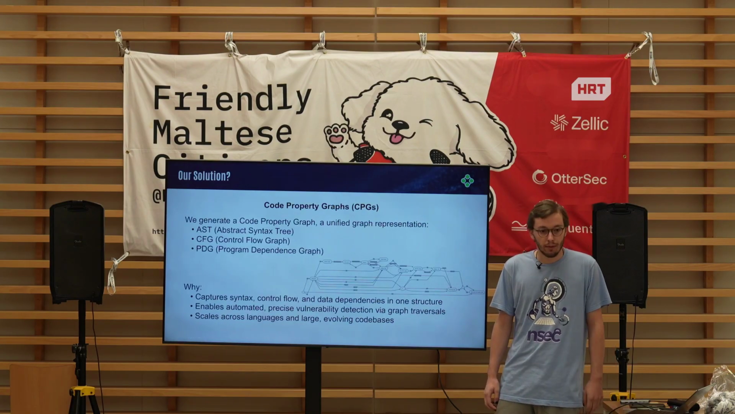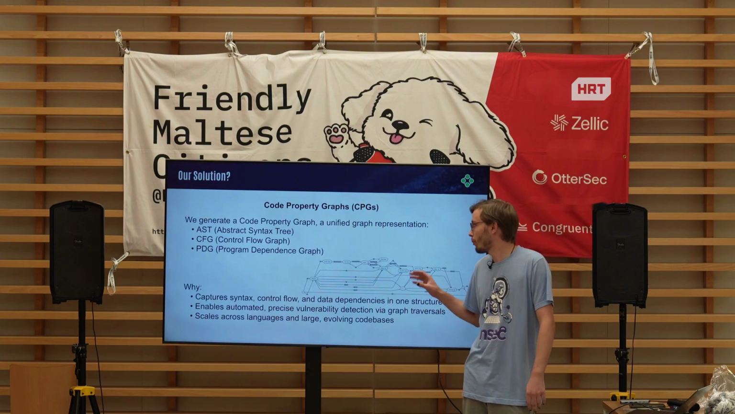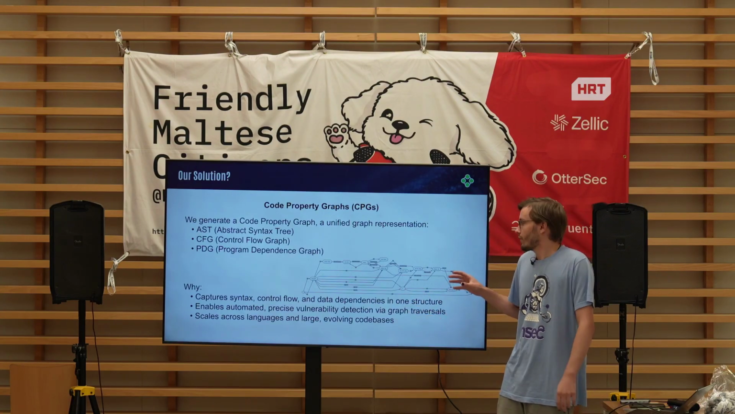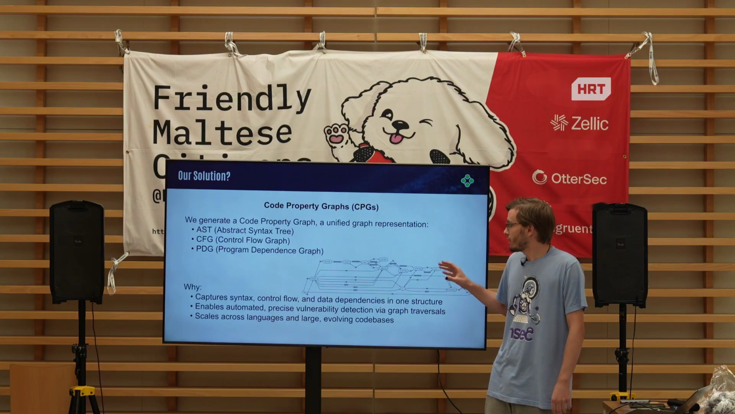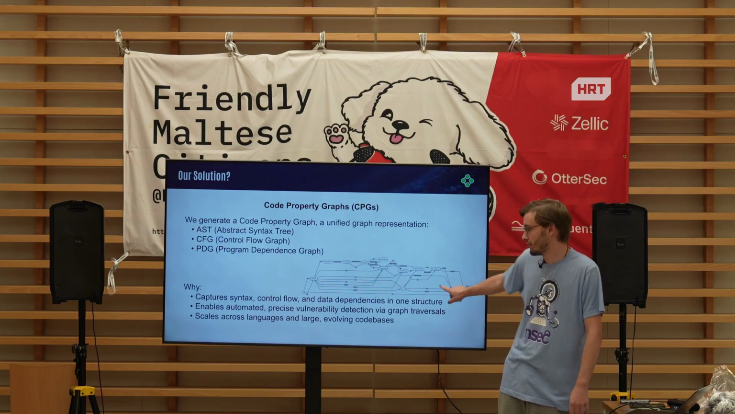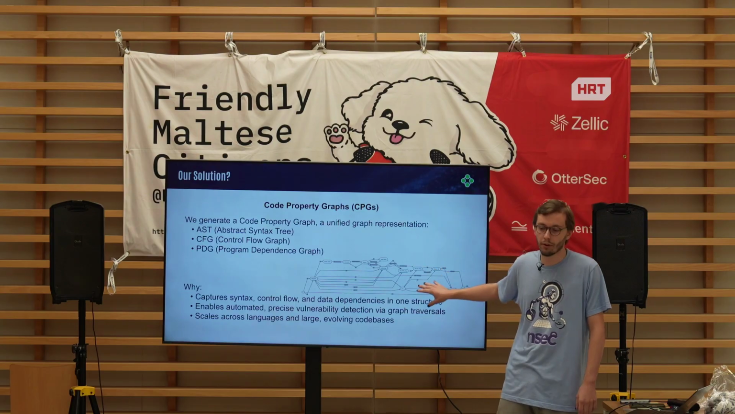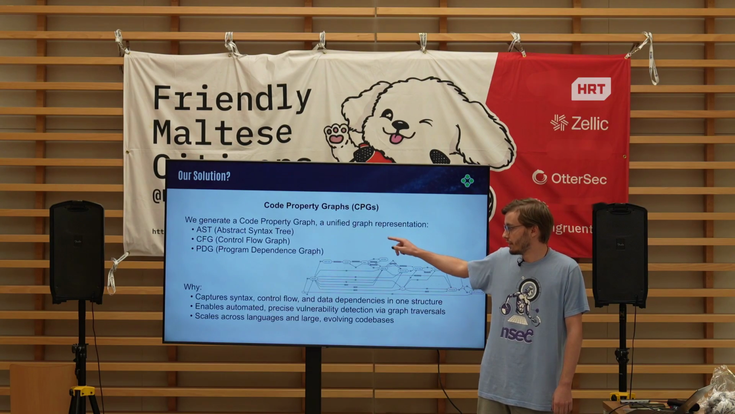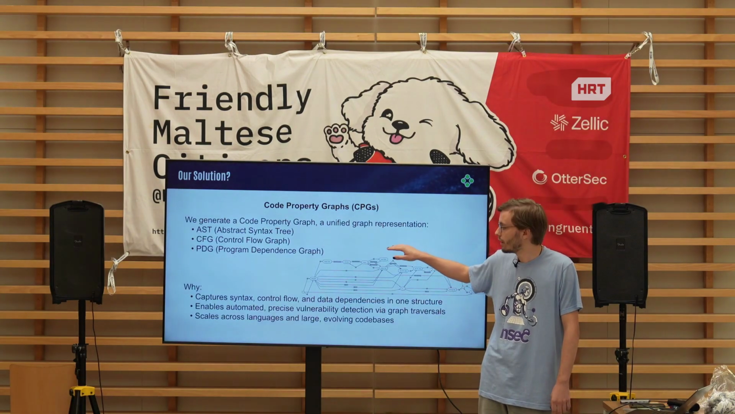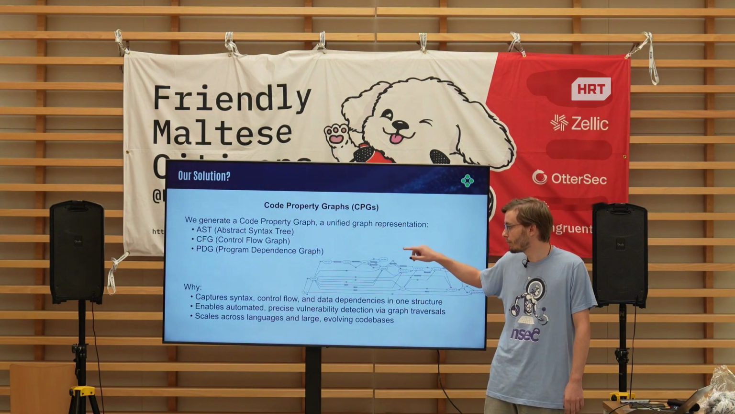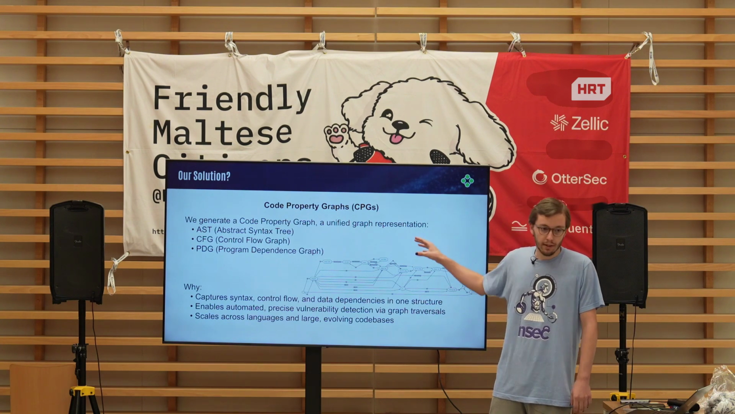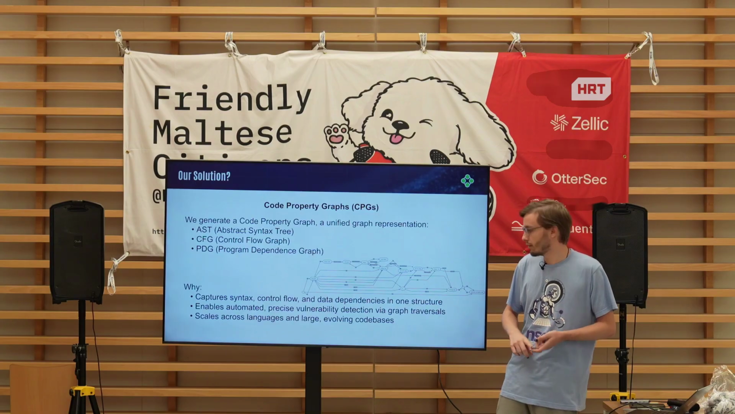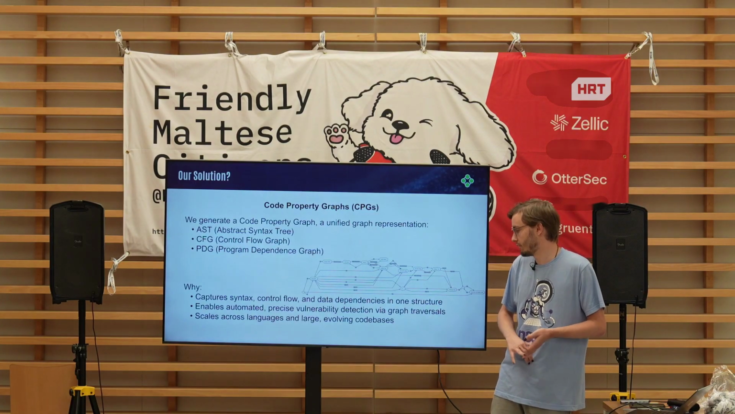And so that's where the solution to that is code property graphs, or only part of the solution. It's basically generating a unified graph representation. So this thing, I'll go over it later. It's a bit difficult to see. It's basically a combination of AST, so abstract syntax tree, control flow graph, and program dependence graph. Why these three things combined in one? Because it captures the syntax, the control flow, and the data dependencies in one structure.